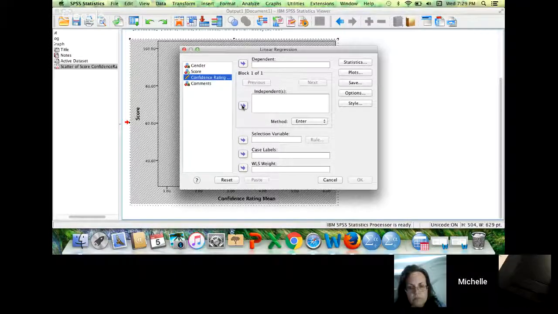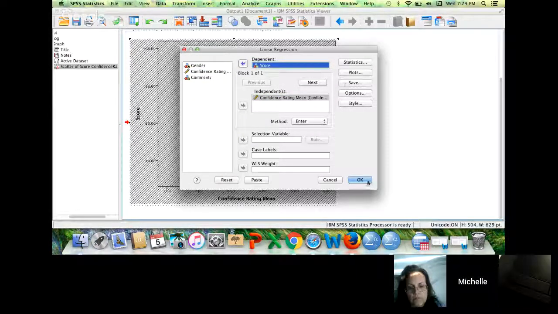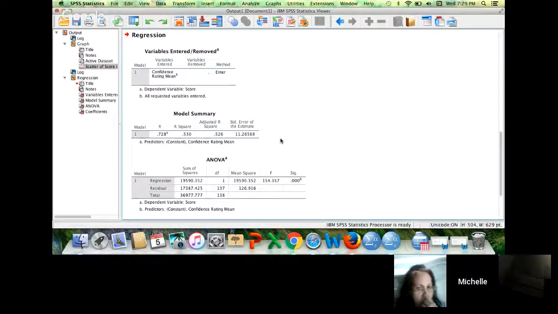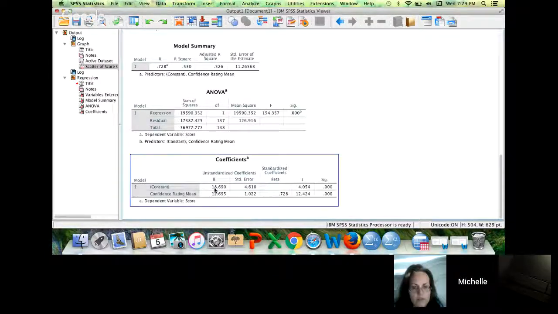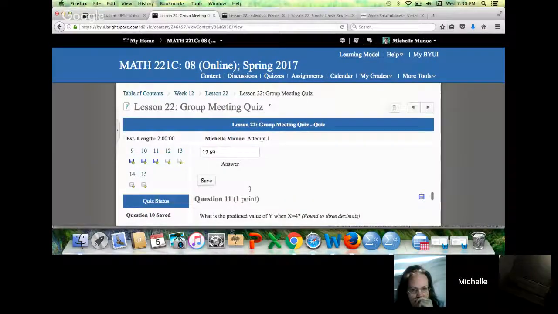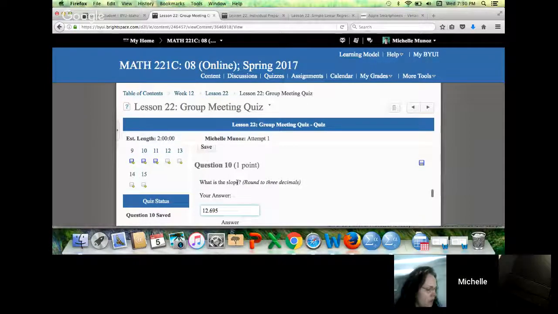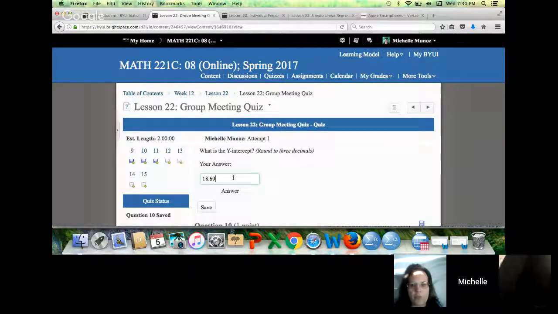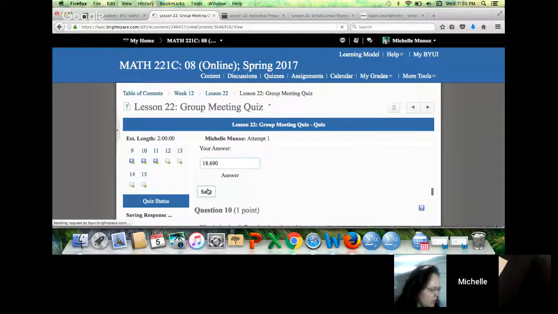My confidence rating goes in my independent, and my score goes in my dependent. Click OK. So down here, my constant is 18.690, and then my slope is 12.695. So we should add the 0 for the one on top too, right? Because I think it says to round to 3 decimals. I didn't add the 0 and I got it right. Oh, no, it's fine. But it's okay if you want to. I'm sure you'll get it.